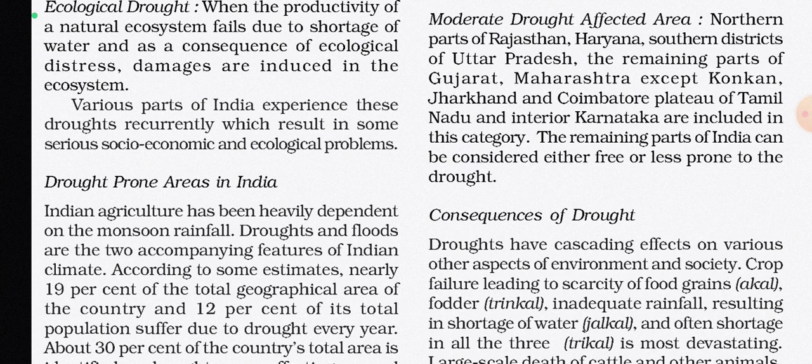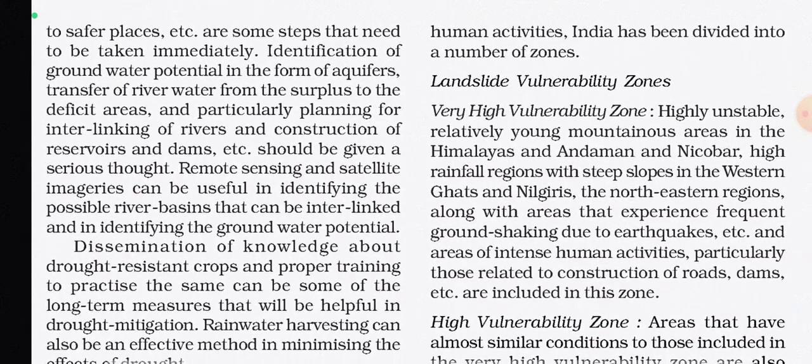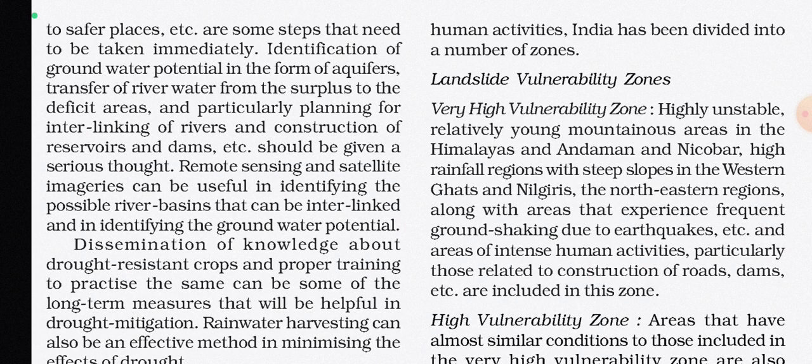Provision for the distribution of safe drinking water, medicines for the victims, availability of fodder and water for the cattle, and shifting of the people and their livestock to safer places, etc., are some steps that need to be taken immediately. Identification of groundwater potential in the form of aquifers, transfer of river water from the surplus to the deficit areas, and particularly planning for interlinking of rivers and construction of reservoirs and dams, etc., should be given serious thought.